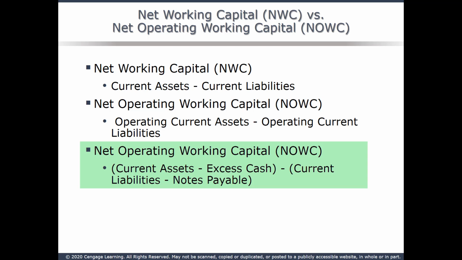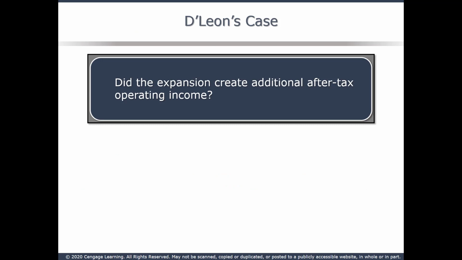Short-term investments, which De Leon doesn't have any, are not an operating asset. They're an investing asset. Notes payable are not an operating liability. They're a financing liability. So for De Leon, net operating working capital is equal to current assets minus the quantity current liabilities minus notes payable. After-tax operating income takes taxes into account, but not interest expense.